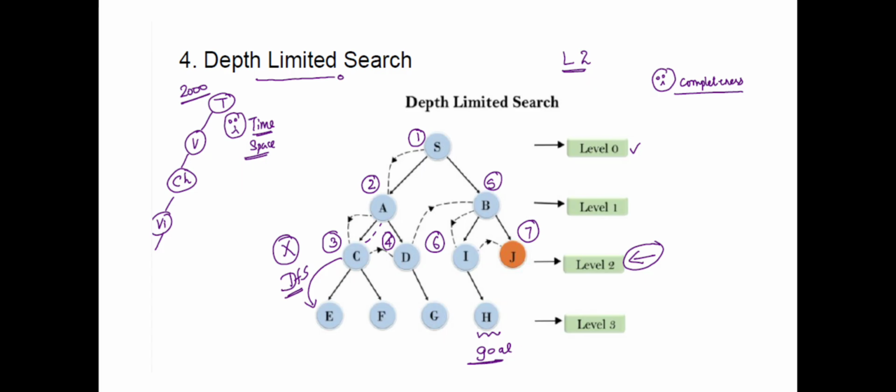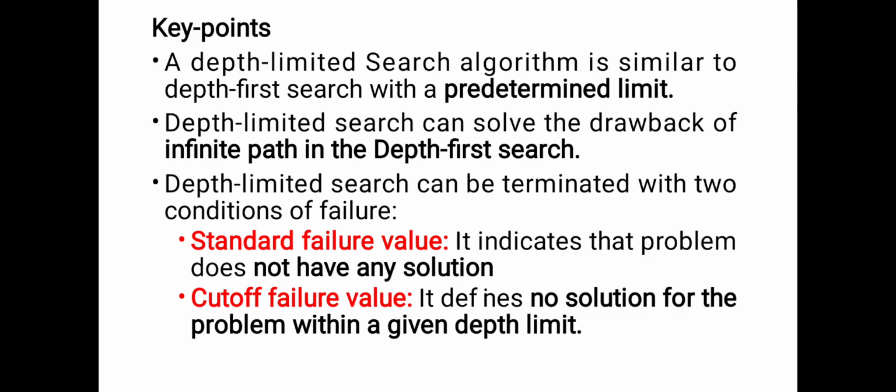Another algorithm is depth limited search. It is a version of the depth first search algorithm where the search is limited at a particular level. The depth limited search algorithm is similar to depth first with a predetermined limit. It can solve the drawback of infinite path in the depth first search algorithm. It is terminated with two conditions of failure: standard failure value and cutoff failure value.